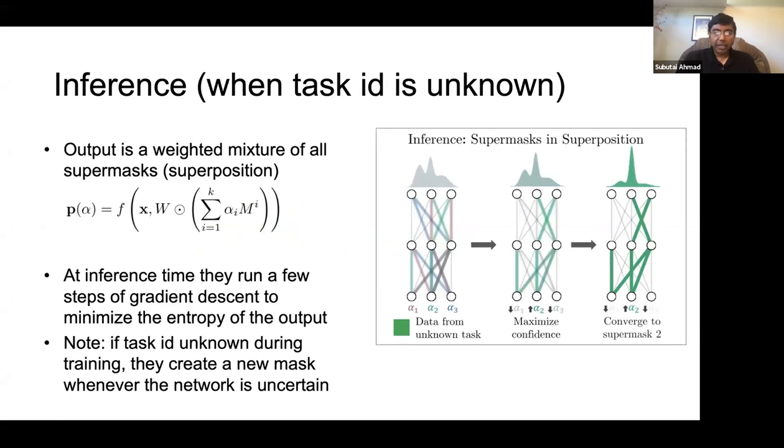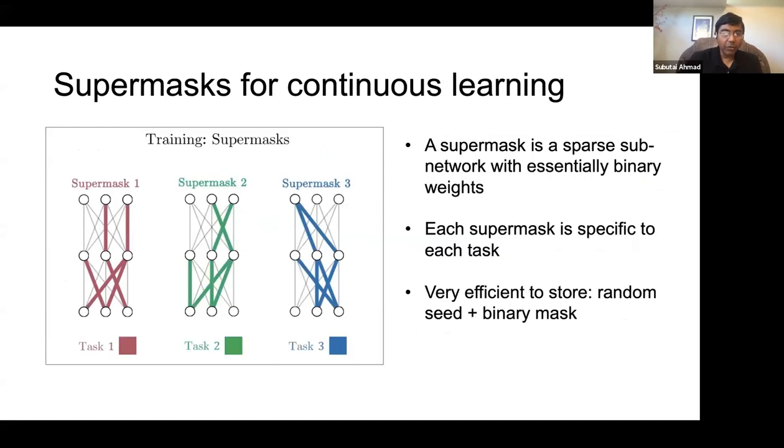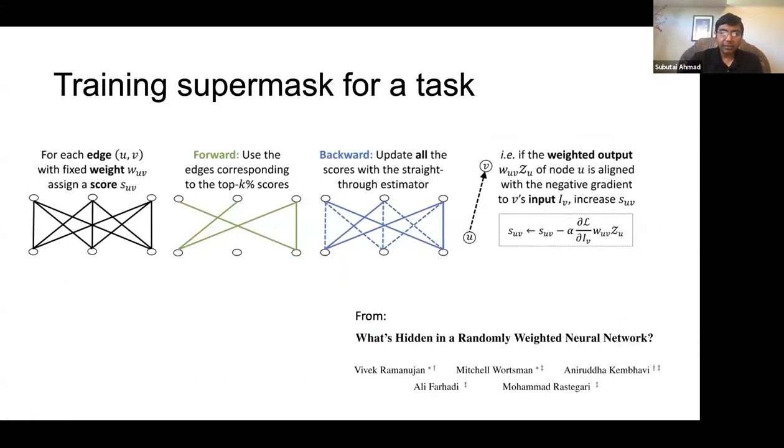So when everything is done, if you know what the task ID is, which is the simplest of the continual learning setups, then they can just instantiate the mask for that task and compute the output as normal. But one interesting thing in this paper is they can also deal with the case where the task ID is not known.